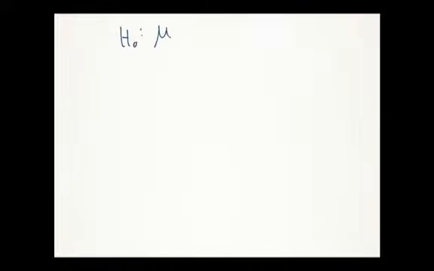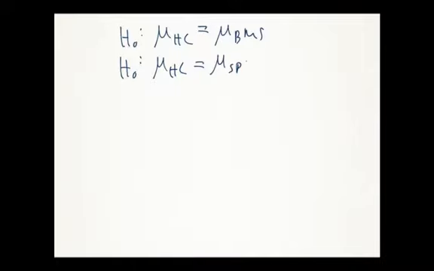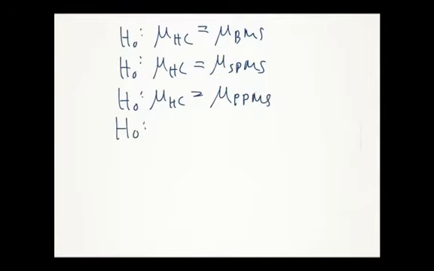We could say the mean in the healthy controls is equal to the mean in the benign MS. That would be one 2-sample t-test. Then we could conduct another 2-sample t-test where the mean in the healthy controls is equal to the mean in the secondary progressive MS. And then a third 2-sample t-test: the mean in the healthy controls is equal to the mean in the primary progressive MS. And then a fourth 2-sample t-test.